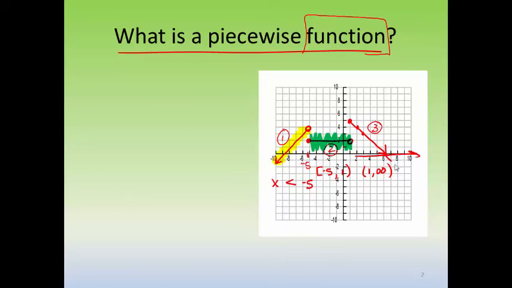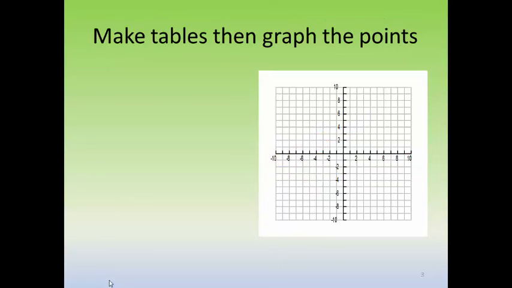You're like, but this line stops. No, it doesn't. It keeps going. So that means all of these x values will eventually be used. All right, this kind of gives you an idea of what a piecewise function might look like. Let's go ahead and try graphing some. The first thing we're going to do is make some tables and graph some points.